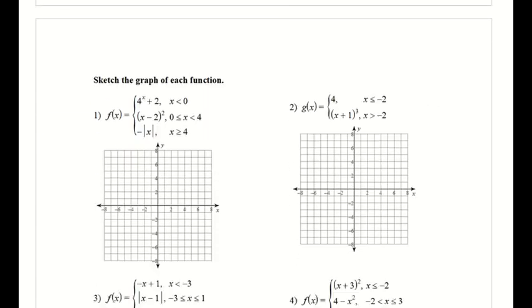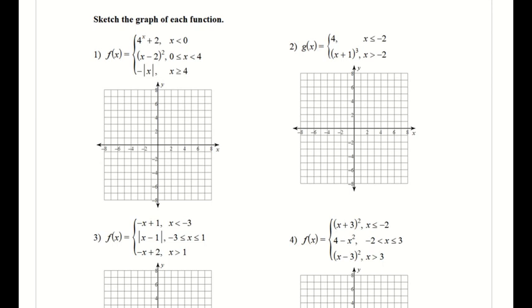Some other graphing that some people had some more questions with is some piecewise graphing. So remember, 4 to the x plus 2 is an exponential function, so it's going to look something like this, except shifted up 2. So when x is less than 0, so we want to substitute in those changeover points. So we substitute 0 in. 4 to the 0 is 1. 1 plus 2 is 3, so we're going to have an open circle at 0, 3, because x is less than 0.